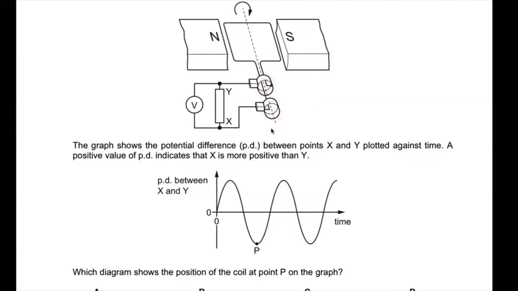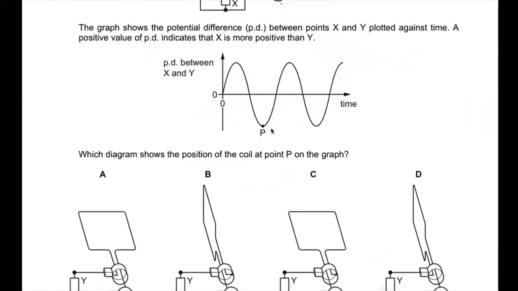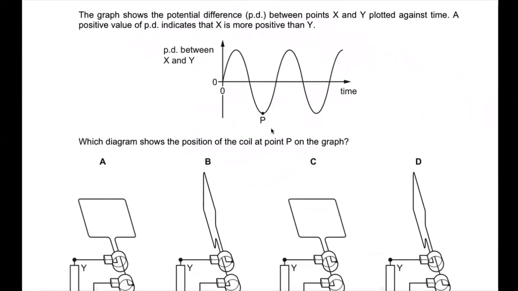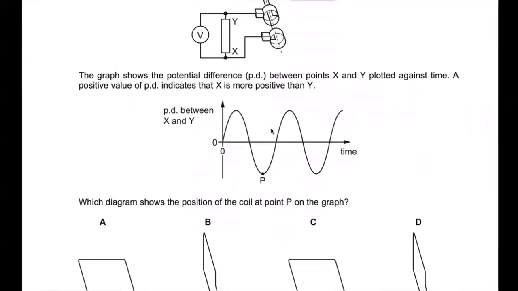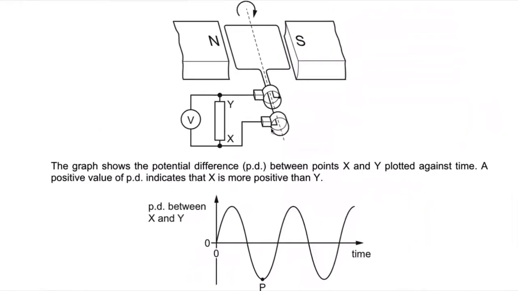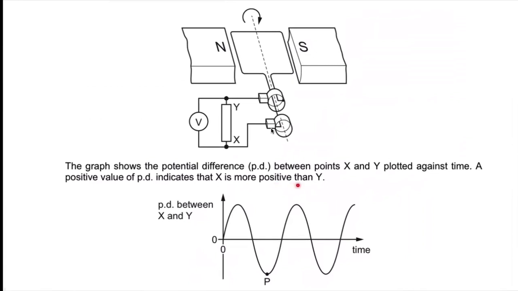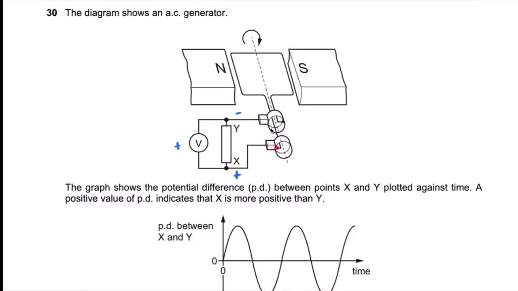All right, so let's see here. Which diagram shows the position of the coil at point P on the graph? Let's first try to understand what it means by X being more positive than Y. A positive value of PD means it's like this. What it means for this end to be positive is that current must be flowing like this, because we know it always flows from higher to lower potential. So this is how current must be flowing.